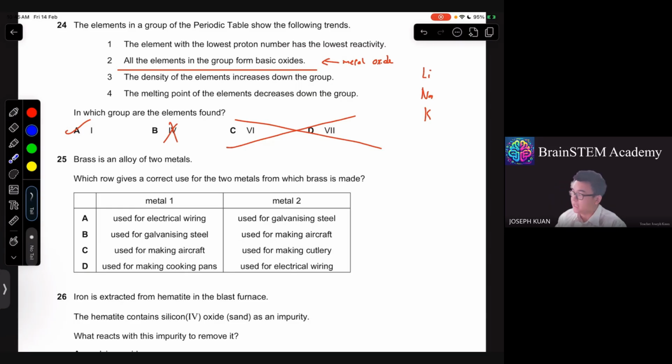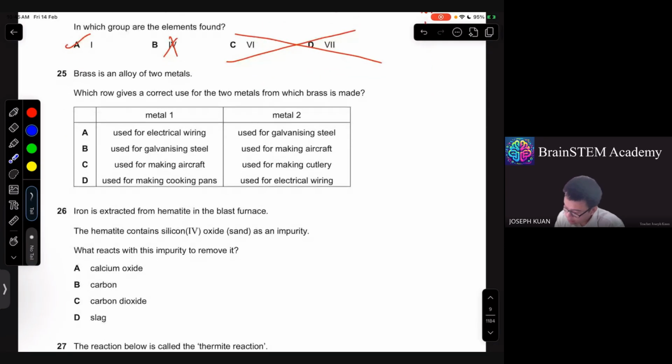25. Brass is an alloy of two metals. Which row gives the correct use of the two metals from which brass is made? Now, brass is actually made from a mixture of copper and zinc. So copper is used for electrical wiring due to its good ductility and electrical conductivity. Zinc is used in galvanizing as it's more reactive than iron, allowing it to protect the steel from rusting.